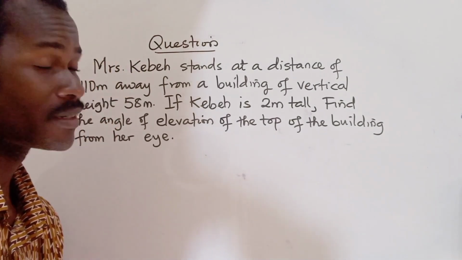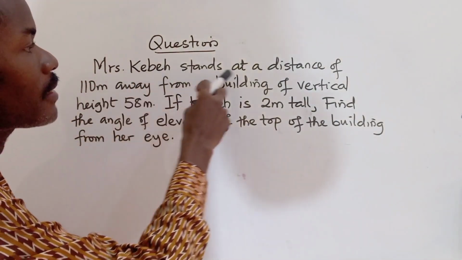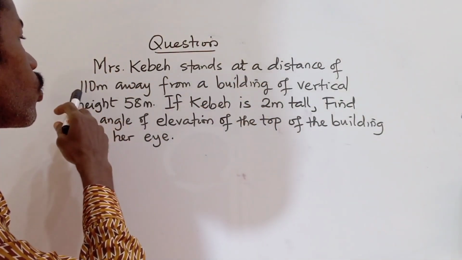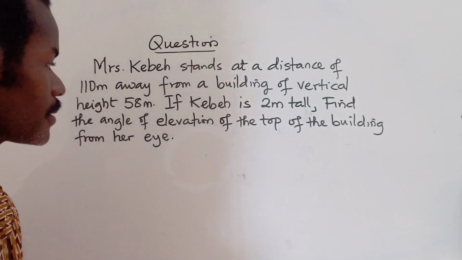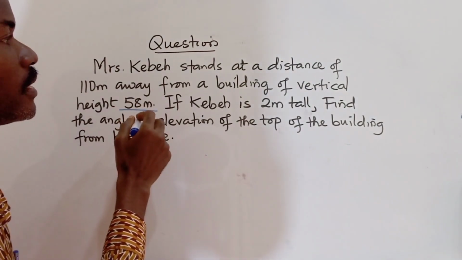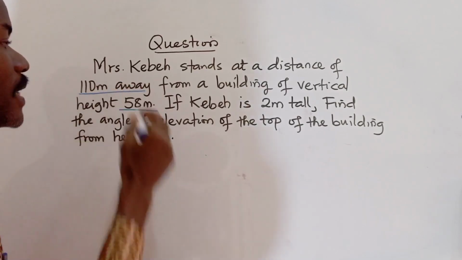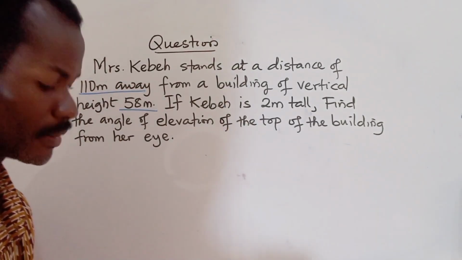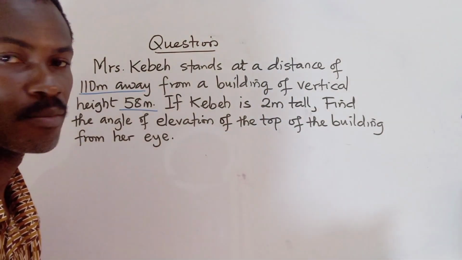Okay, so let's get right into today's question. It says: Mrs. Kebe stands at a distance of 110 meters away from a building of vertical height 58 meters. Let's interpret the first line in this problem.